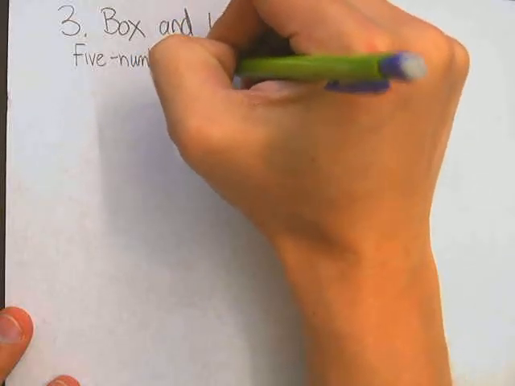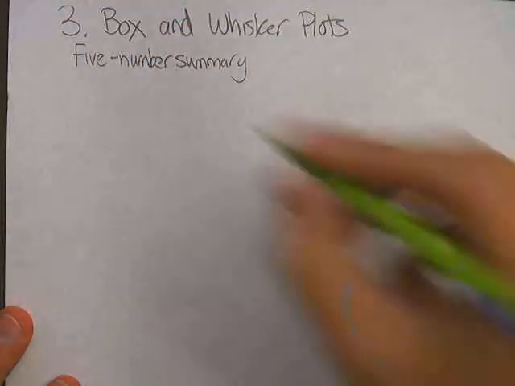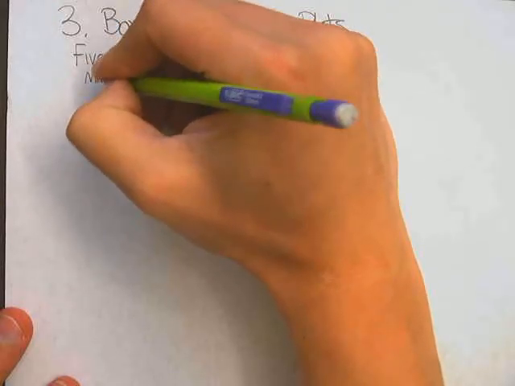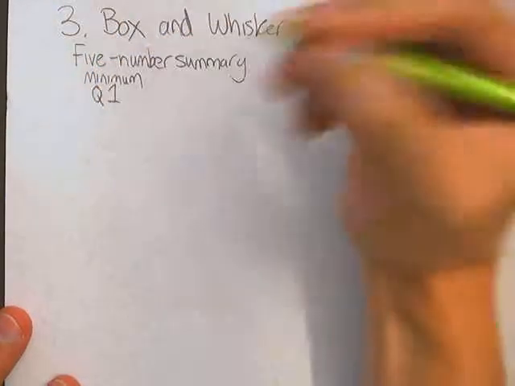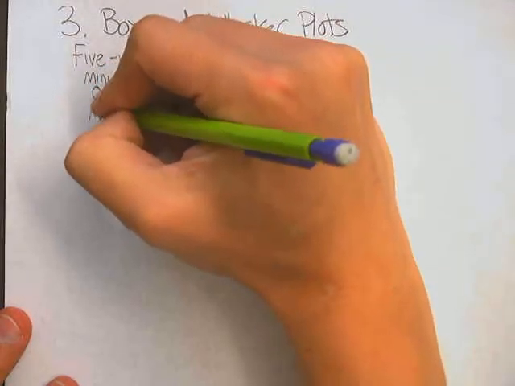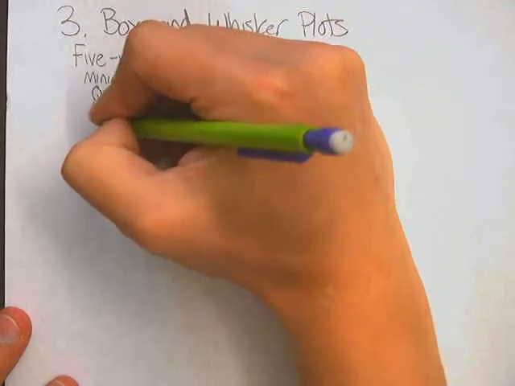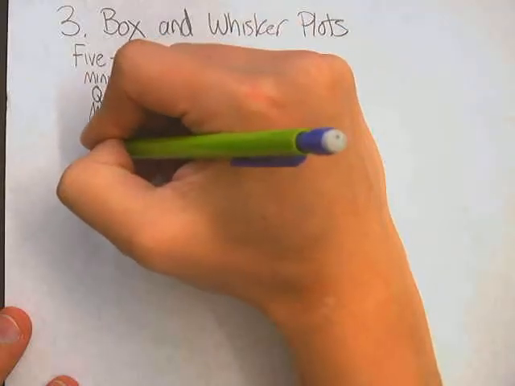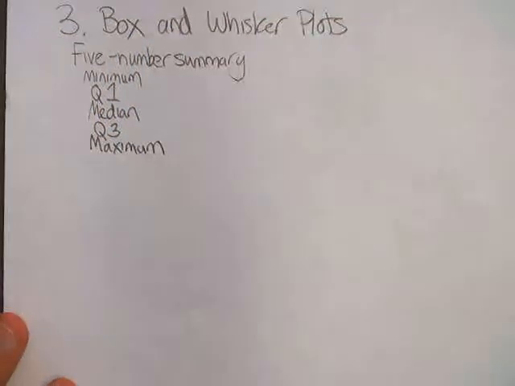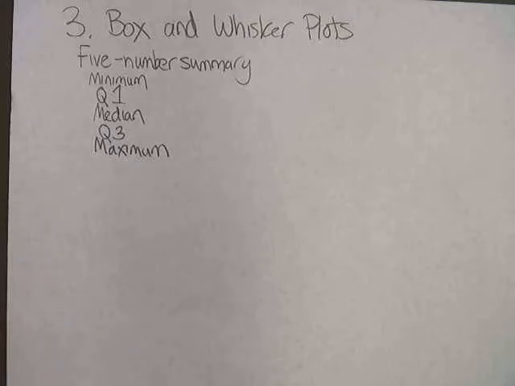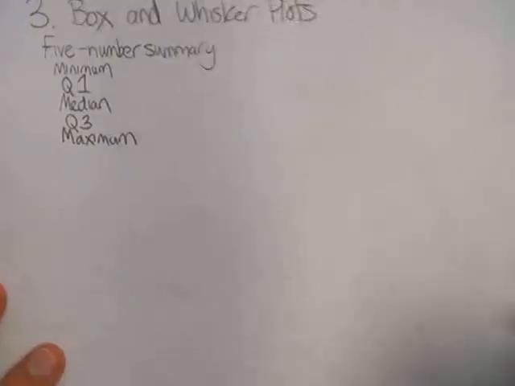The 5-number summary is made up of the minimum, quartile 1 value, the median, the quartile 3 value, and the maximum. So we have to find all 5 of these values, and we're going to talk about how to do that. Let's do a simple example first.